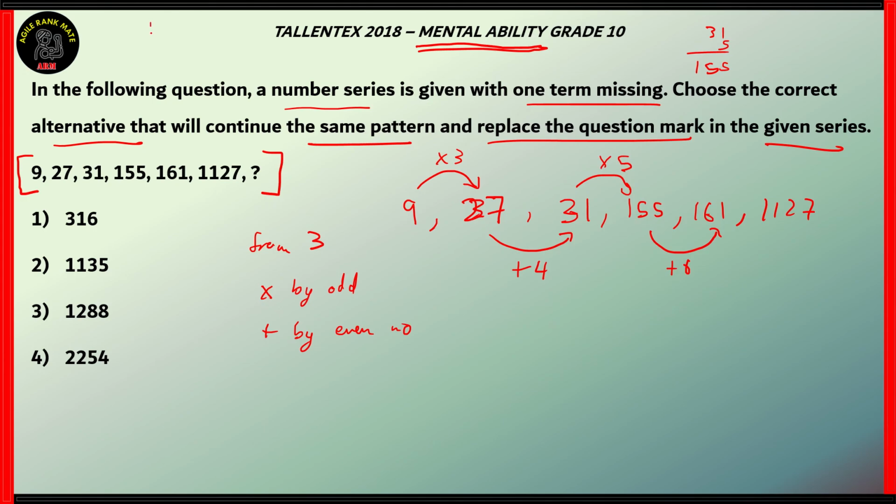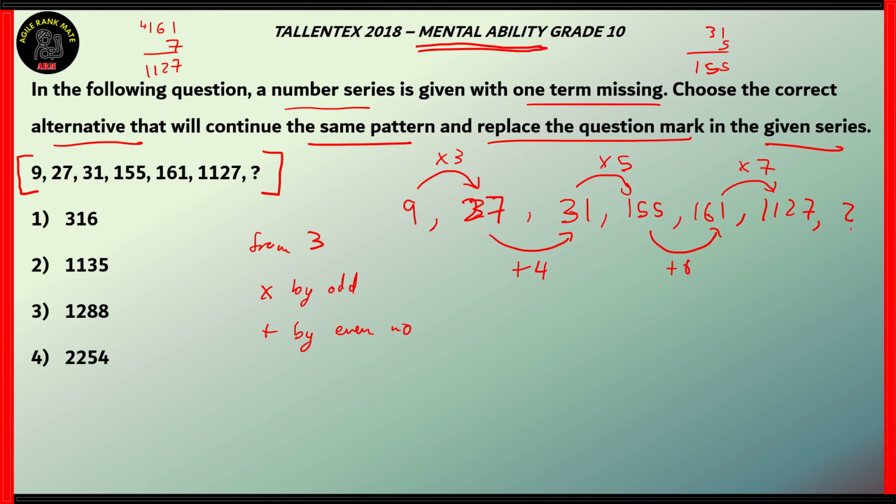So 161 times 7, 1 7 is 7, 6 7s are 42, 1 7 is 7, 7 plus 4 is 11, so 1127. So as you can see, that formula still holds for all the 6 terms.